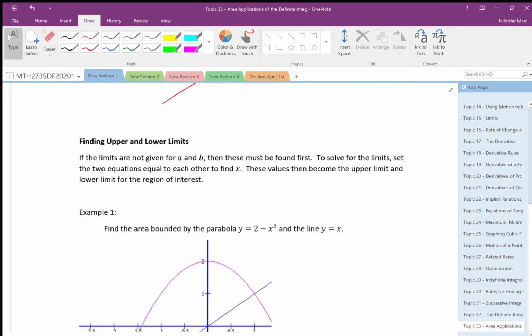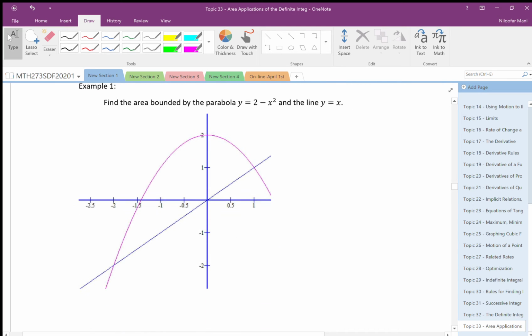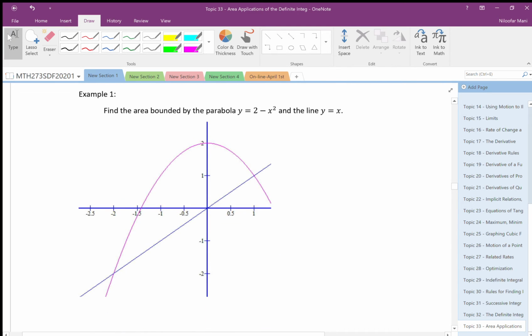It says find upper and lower limits. So what do I mean here? I can show you this example. It says find the area which is bounded between these two. So it's this one and this one. Okay, so I need to know what is this point, and I need to know what is this point. I feel it's minus 2 to 1, but I don't have the picture, and I cannot trust it.